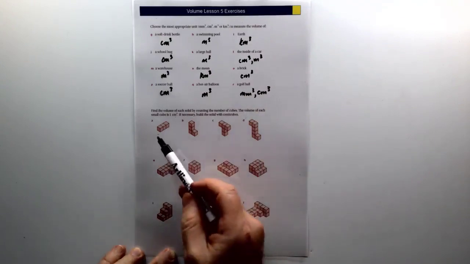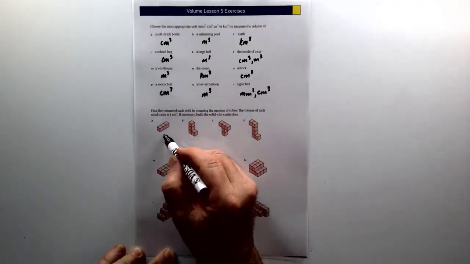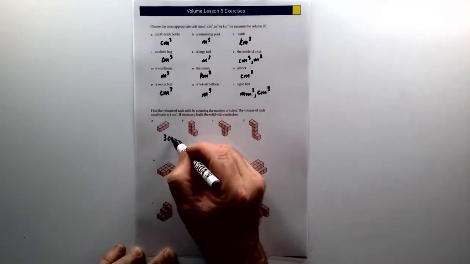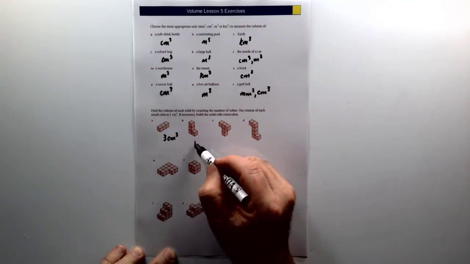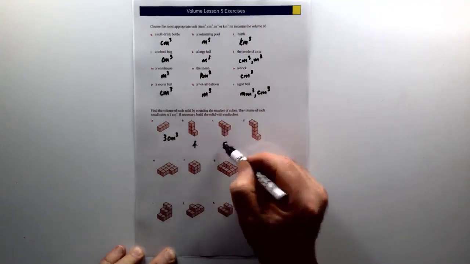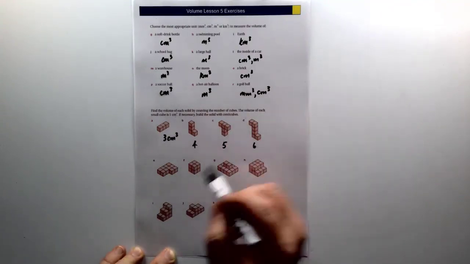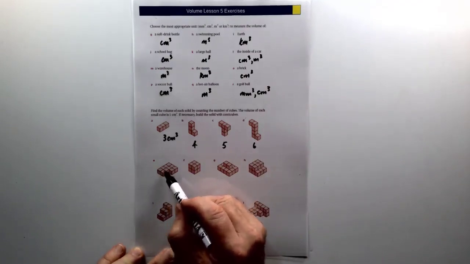Okay, we just need to count the number of cubes here. So here you've got 3. Look, you should be writing cubic centimetres at the end, but you can just write the number if you like. Here we've got 4, here we've got 5, here we've got 2, 4, 6. Here we've got, let's say 4 lots of 2 is 8 plus 2 is 10.